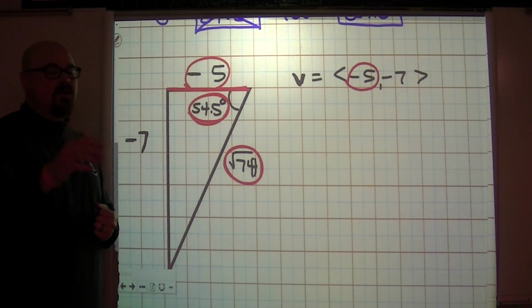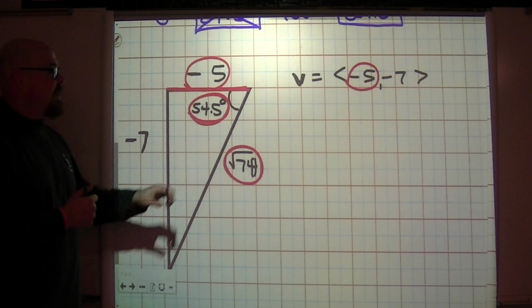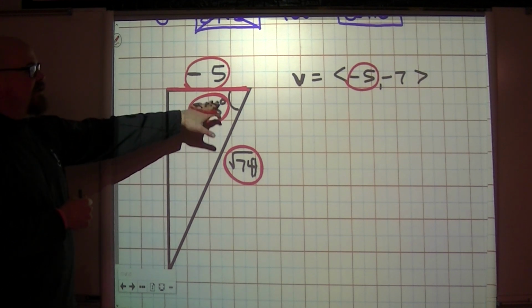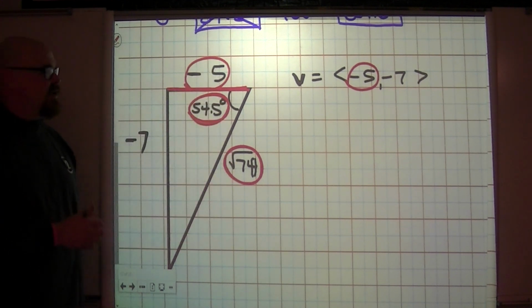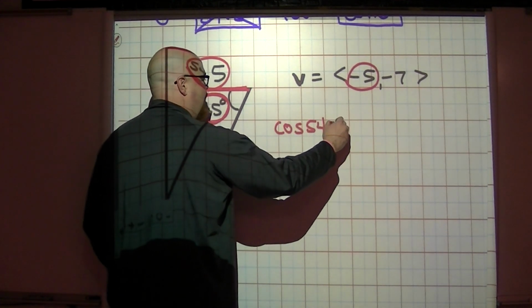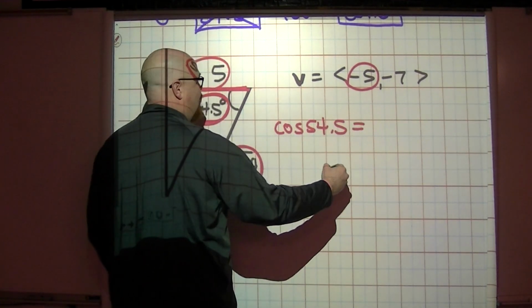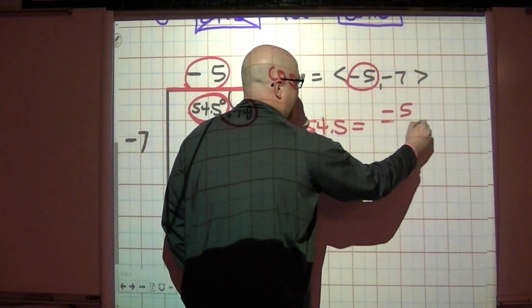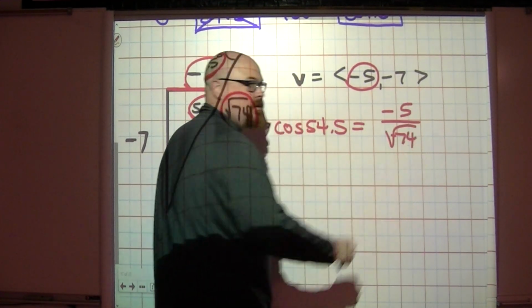Hopefully, you were thinking about cosine, okay? Because the cosine of this angle is equal to the adjacent side over the hypotenuse. If we write that relationship out, cosine of 54.5 equals the adjacent side over the magnitude.